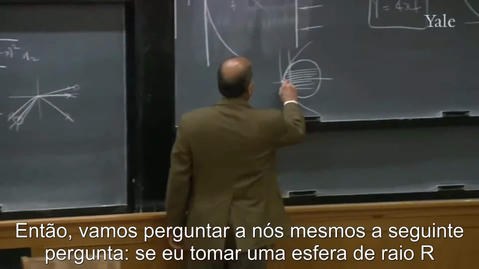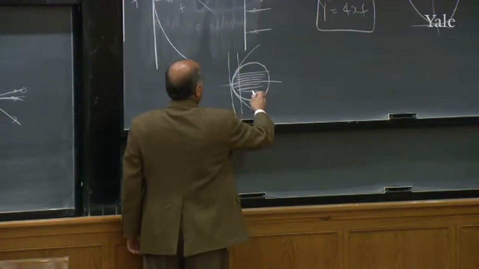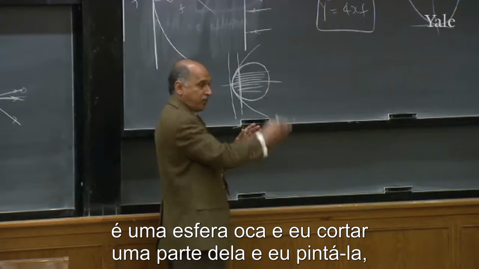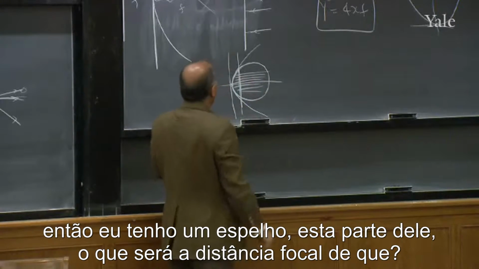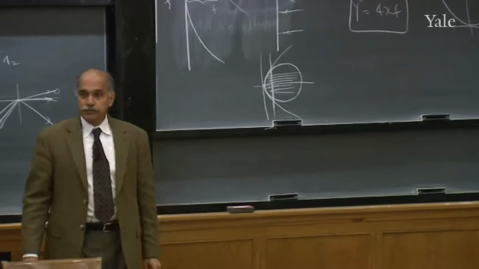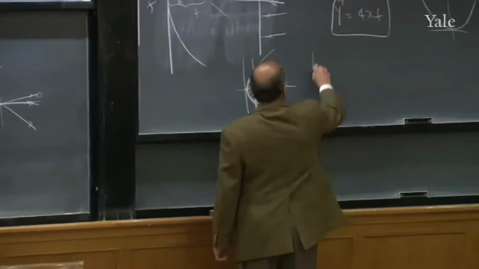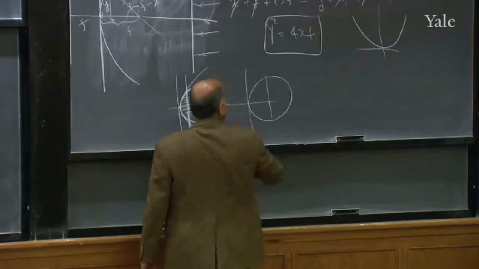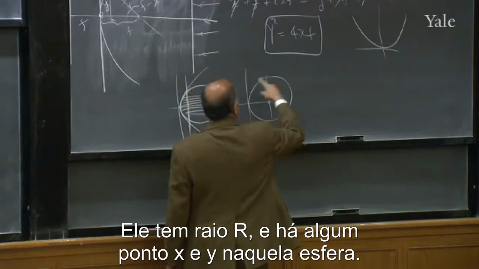So let's ask ourselves the following question. If I take a sphere of radius r, and I slice a part of it, it's a hollow sphere, I slice a part of it and I paint it with silver, so I got a mirror, this part of it. What will be the focal length of that? That's what we are asking. I get that by saying the following. So here is that sphere. It's got radius r, and that is some point x,y on that sphere.